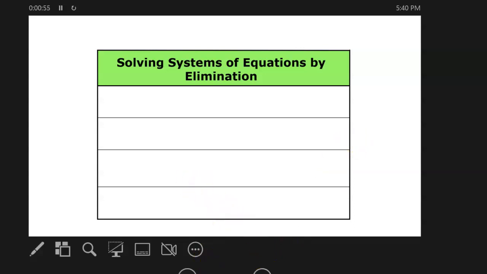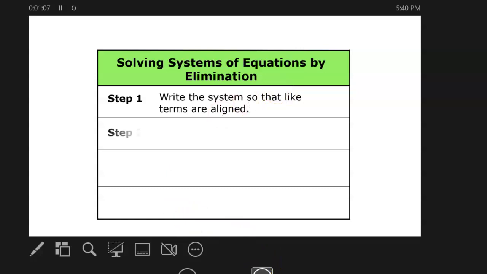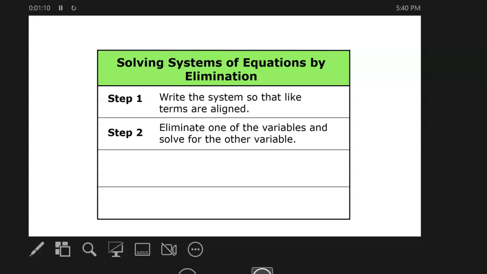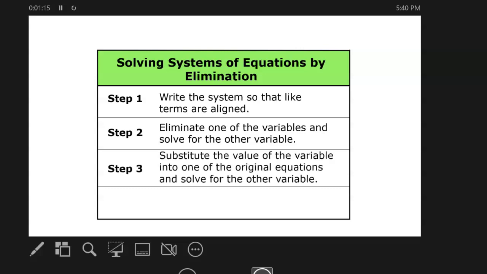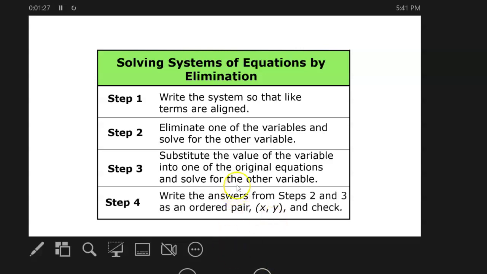All right, when we are solving a system of equations using elimination, first thing we want to do is write the two equations directly on top of each other to where the like terms are aligned. We want to eliminate one of the variables and solve for the other variable. We want to substitute, just like we did in substitution, the variable that we found into one of the original equations. And step 4, we're going to write our answers from step 2 and 3 as an ordered pair, and we're going to check, and we want to make sure that we check on Desmos.